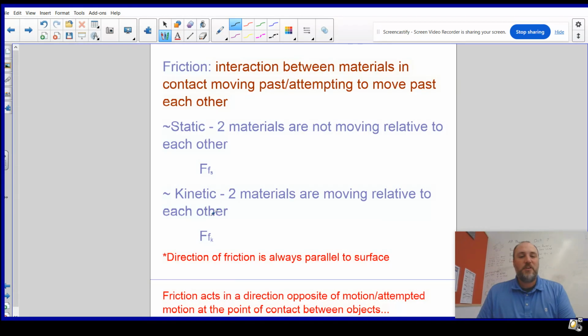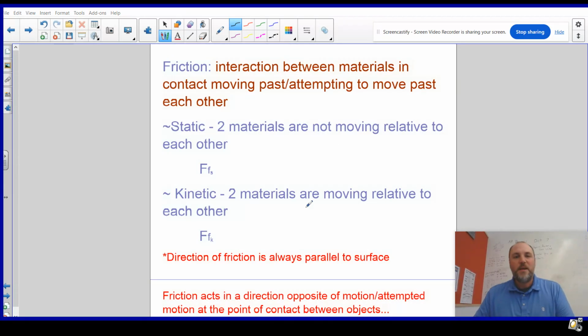And then kinetic friction is maybe the more typical type of friction where two materials are rubbing against each other. If you rub your hands together, that is creating some heat. Your hands get warm. So one thing that kinetic friction does is it converts mechanical energy into thermal energy. But we have kinetic friction anytime the two materials are moving relative to one another.